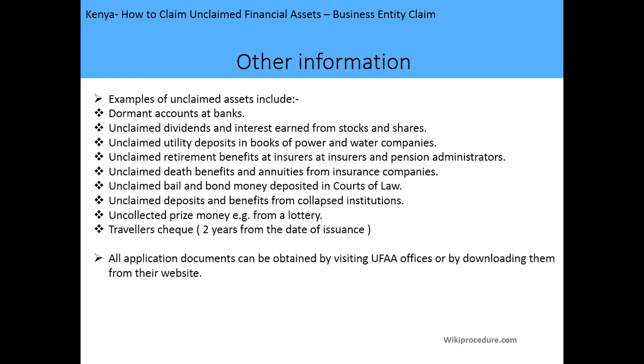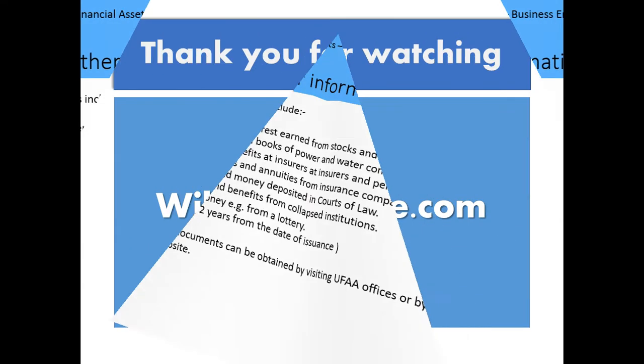Other information is that examples of unclaimed assets include dormant bank accounts, unclaimed dividends and interest earned from stocks and shares, unclaimed utility deposits in the books of power and water companies, unclaimed retirement benefits and pension at insurance and pension administrators, unclaimed death benefits and annuities from insurance companies, unclaimed bail and bond money deposited in the courts of law, unclaimed deposits and benefits of collapsed institutions, unclaimed prize money from a lottery, and traveler's cheques which are more than 2 years from the date of issue. You need to note that all application documents can be obtained by visiting the UFAA offices or downloading them from their website.